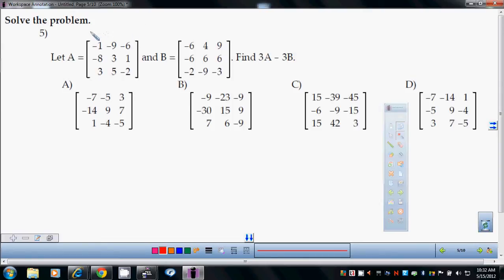So 3A would give you what? -3, -27, -18. 3B would be -18. Of course, if we want to go ahead and multiply by -3, you could, but I won't. 12 and 27, and then this minus this. So this minus -18 is 15, which is enough right there. It's C. It's the only one with a 15 in the proper spot.